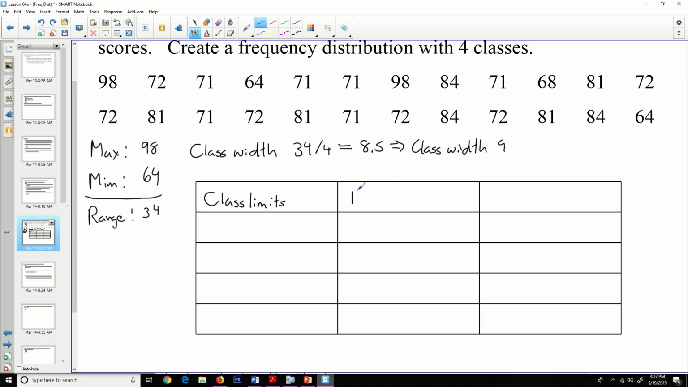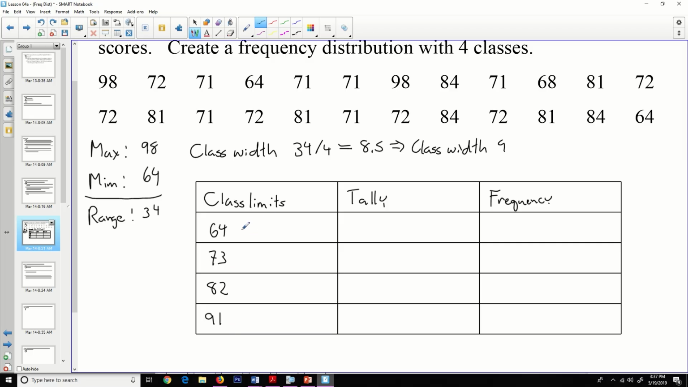Let's say that this is going to be my tally, and let's say that this is my frequency. All right, so my class limits: the smallest number, this minimum here, 64, is going to be my first lower limit. To find the remaining lower limits, we are just going to add 9. So 64 and 9 is 73, 73 and 9 is 82, 82 and 9 is 91.